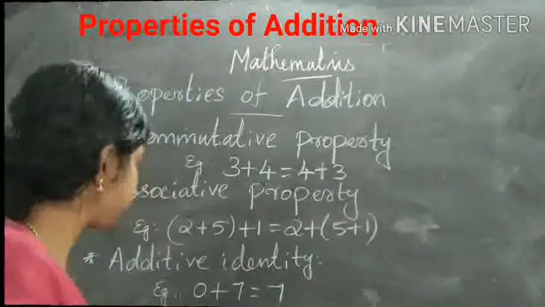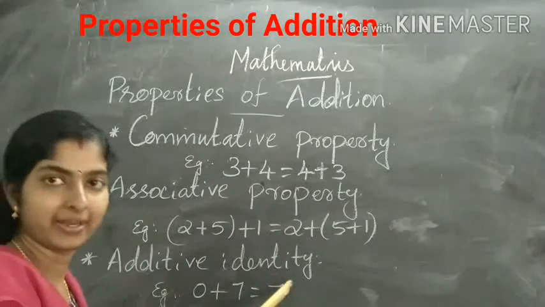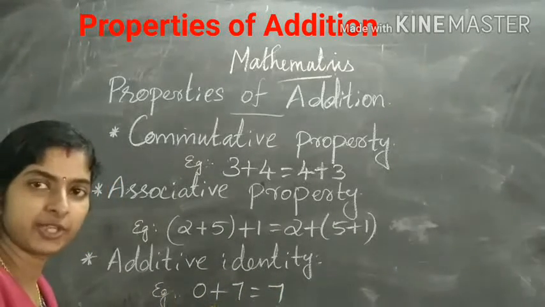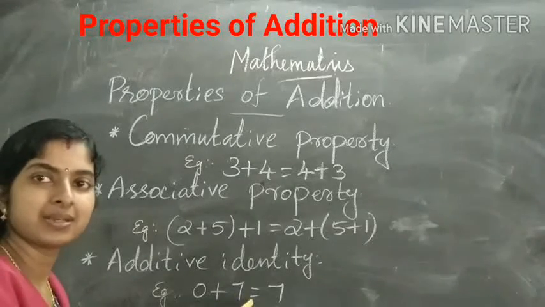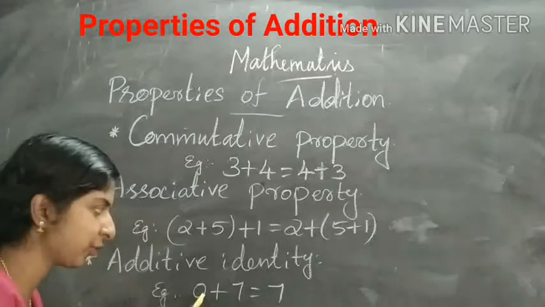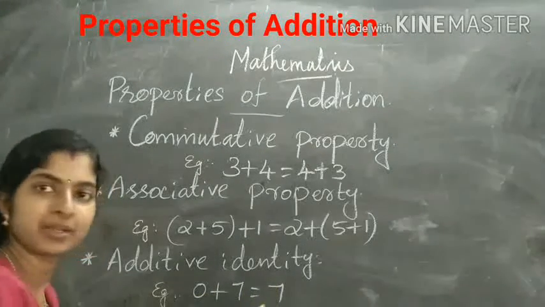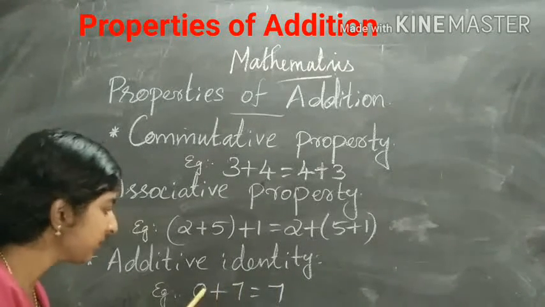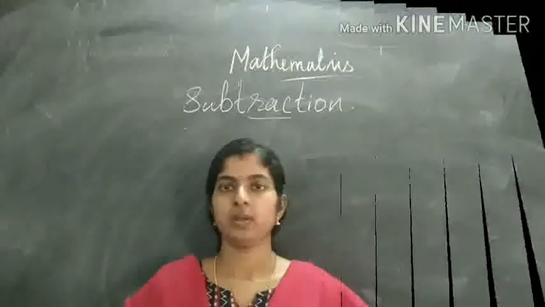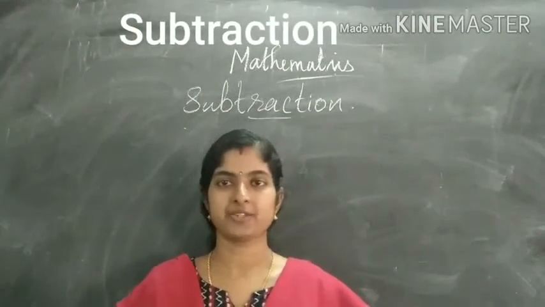Next one, additive identity. Sum of a number and zero is the number itself. Here 0 is the additive identity. Next topic is subtraction.